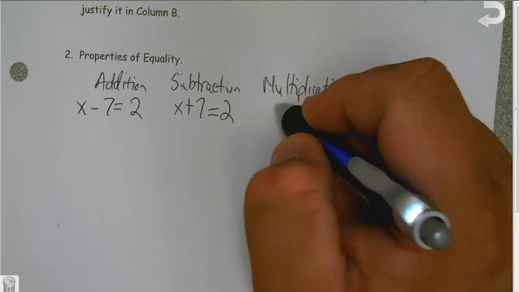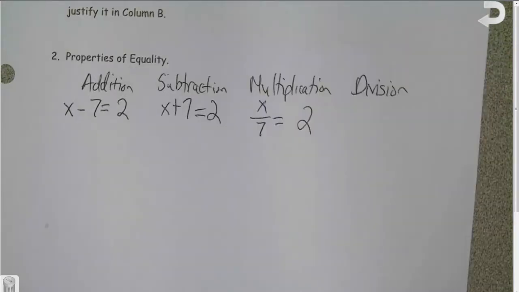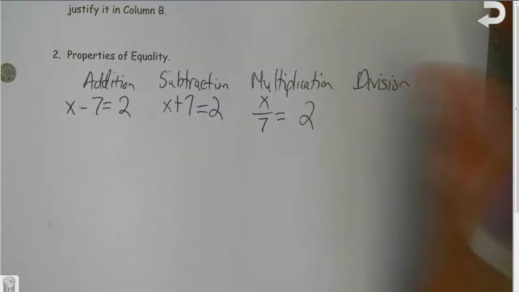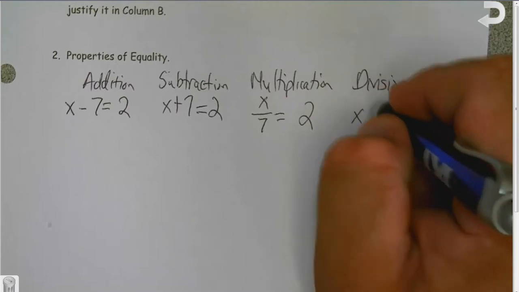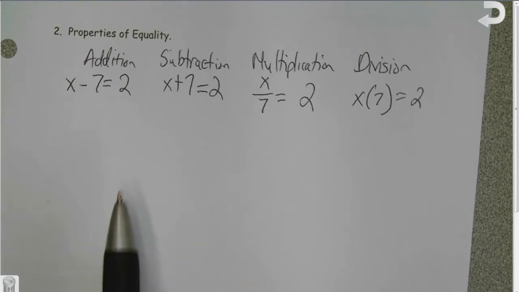Multiplication is x divided by 7 equals 2. And division is x times 7 equals 2. Remember, it's not what you're doing to the problem. It's what you have to do to be able to solve for x. Okay? And so, again, just remember equality. You have addition, subtraction, multiplication, division.